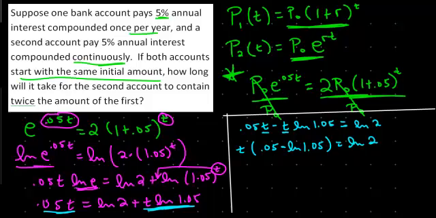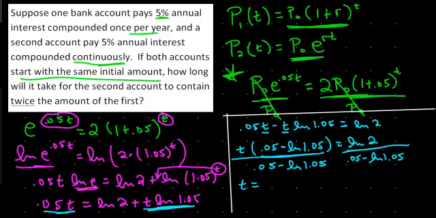And now I can solve for T. And to solve for T, I divide out by this term here. So we divide out by 0.05 minus the ln of 1.05. And you can do anything you want to a math equation as long as you do it to both sides. That's going to give me that T equals ln of 2 over 0.05 minus the ln of 1.05.